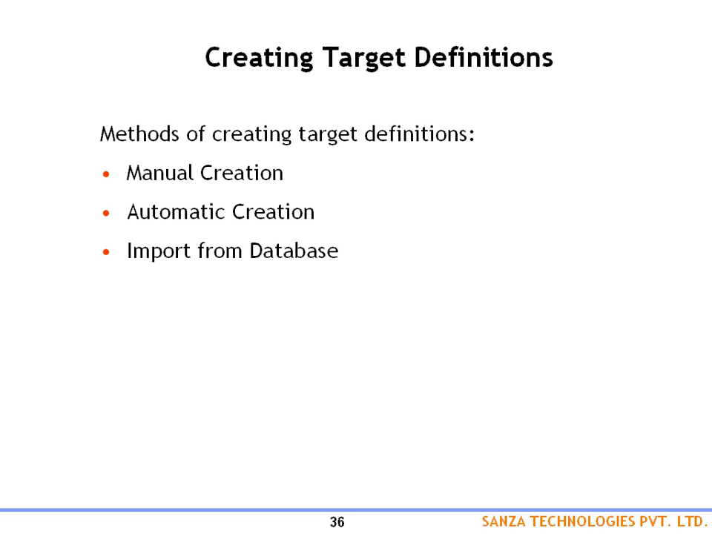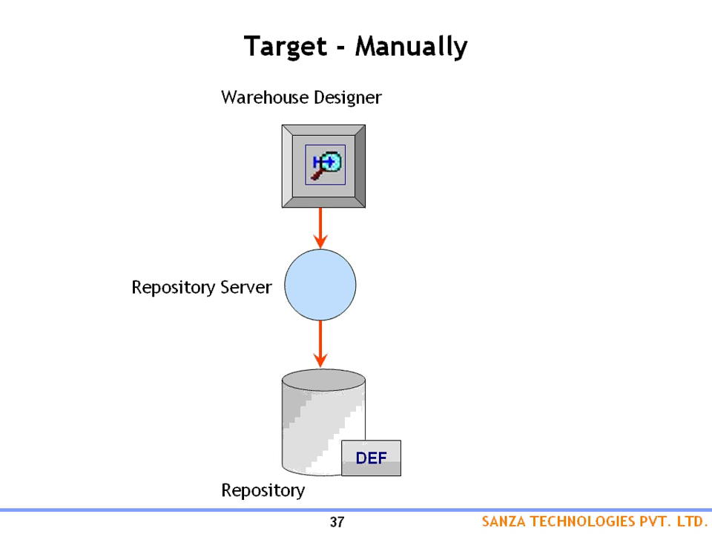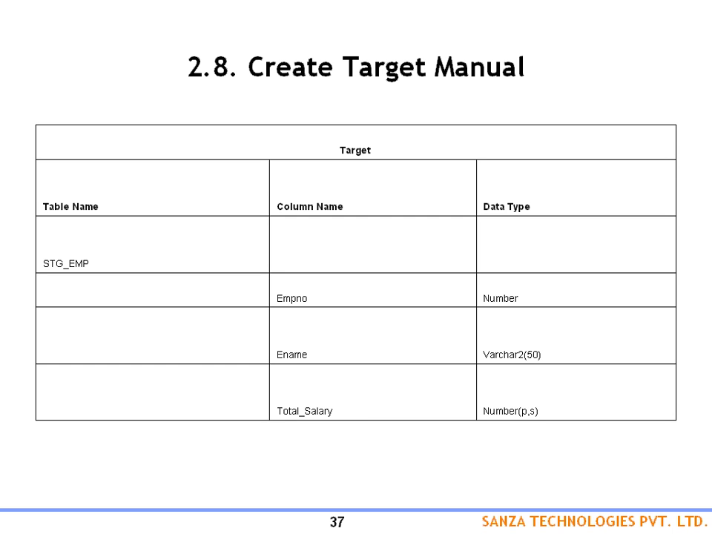One way is we will create the structure manually. Create a structure of the target manually. You use the Warehouse Designer, which has the option to define the structure manually. So what is the structure of your target? STG_EMP table: employee EMP number, e-name, and the total salary.